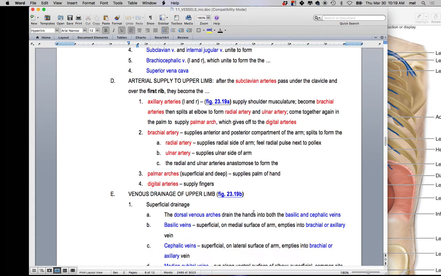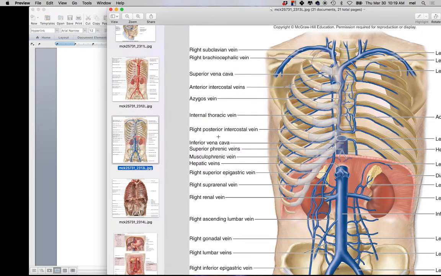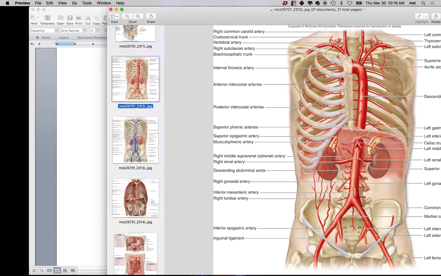Okay, so arterial supply to the upper limb. So what we are going to do is we're going to continue the story that we started before. And if you want to get blood supply to the upper limb and the shoulder, you have to do it via the subclavian artery. Yeah? But how do you get to subclavian on the right side versus the left side? Right side.